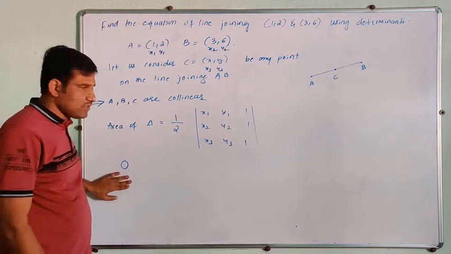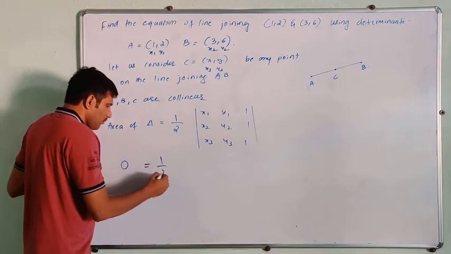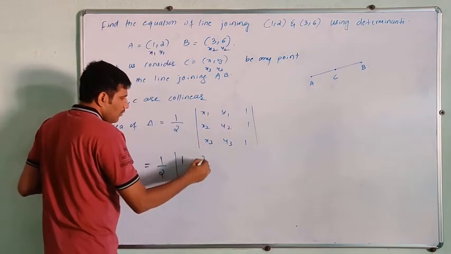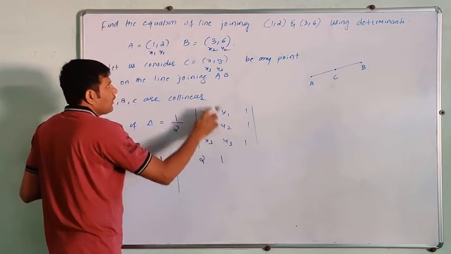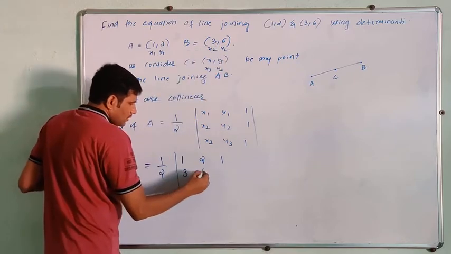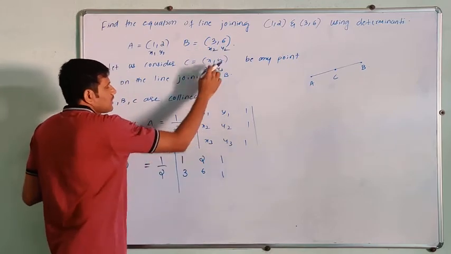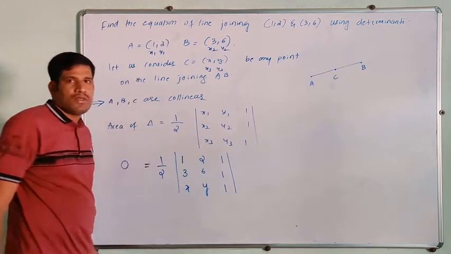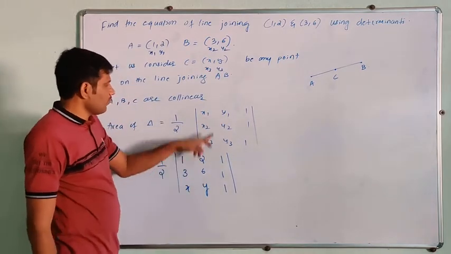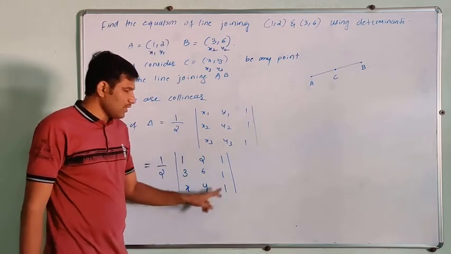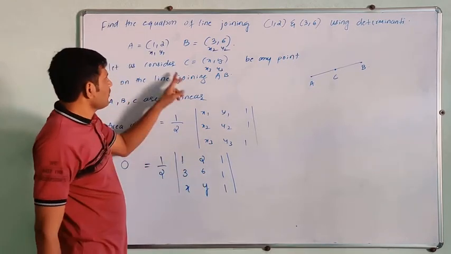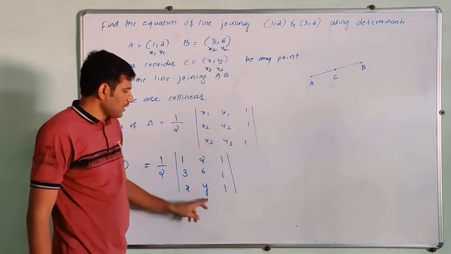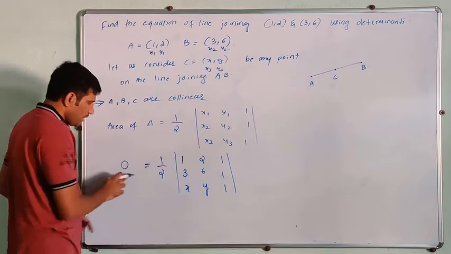So the area of the triangle is 0, which is equal to 1 by 2 into the determinant of x1, y1, 1. What is x1? It is 1. y1 is 2, and 1. x2, y2 is 3, 6, 1. x3, y3 is x, y, 1. So 1 by 2 into the determinant of 1, 2, 1, 3, 6, 1, x, y, 1.